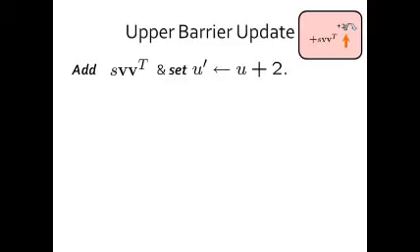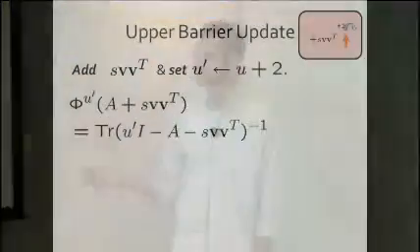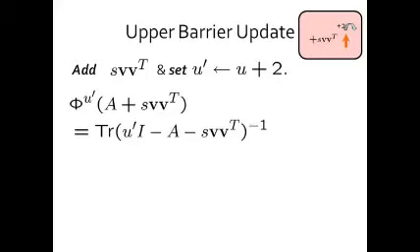So, suppose I have an upper barrier at U. I have a matrix A. I'm interested in adding S times VV transpose, where V is some vector from my set. And I'm interested in incrementing the upper barrier by 2. Okay? So what happens to the potential? Well, the updated potential at U prime of the updated matrix is this thing, trace of (U prime I minus A minus S VV transpose) inverse.